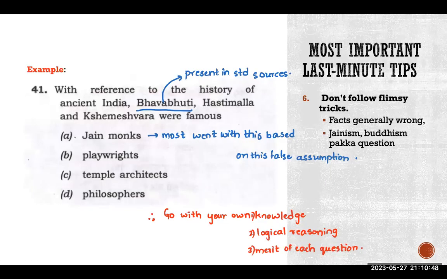In fact, I'll give you another example here. Last year, in 2021, there was a question, this is the question. You can pause and read this particular question. A lot of people feel that Jainism and Buddhism is a pakka question. They went with Jain monks because it's the only place where they could find an option like this.